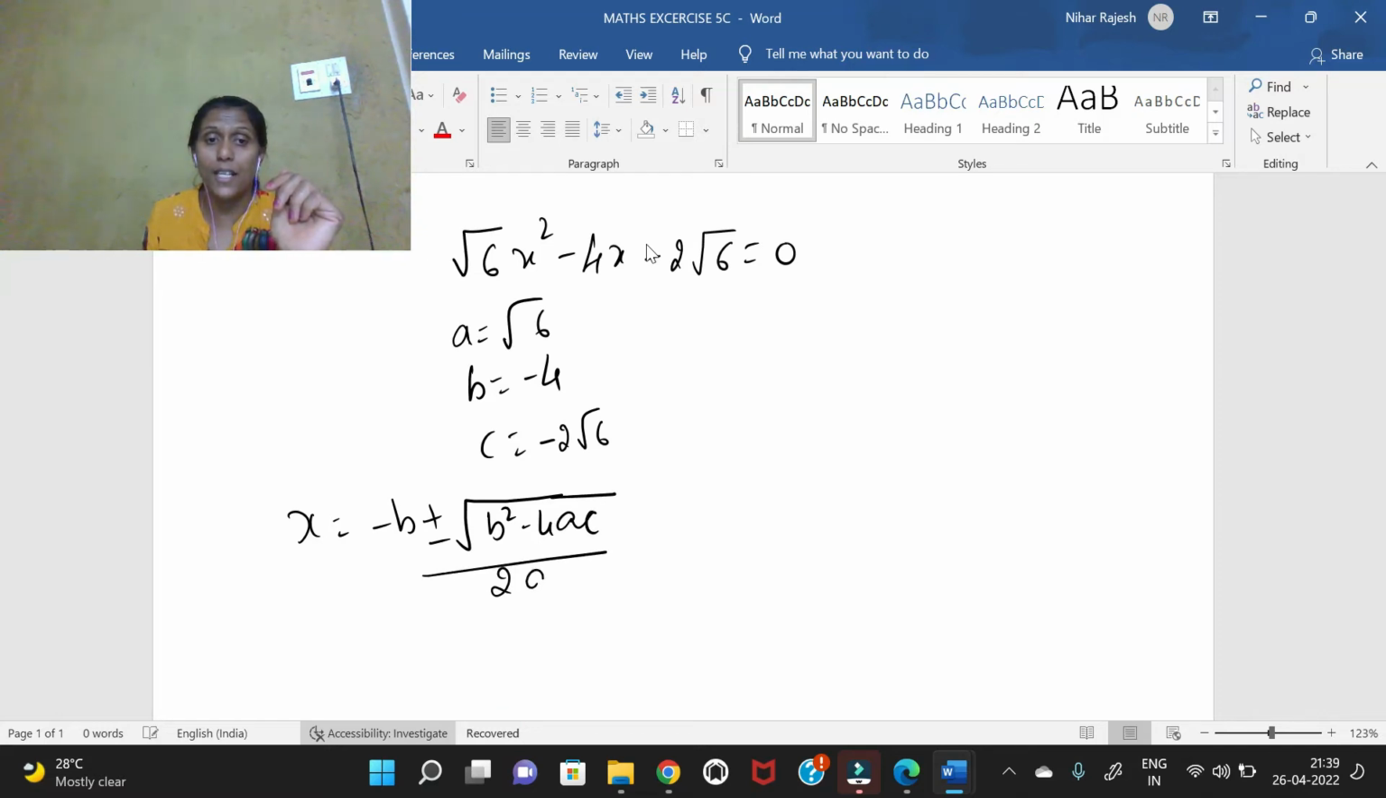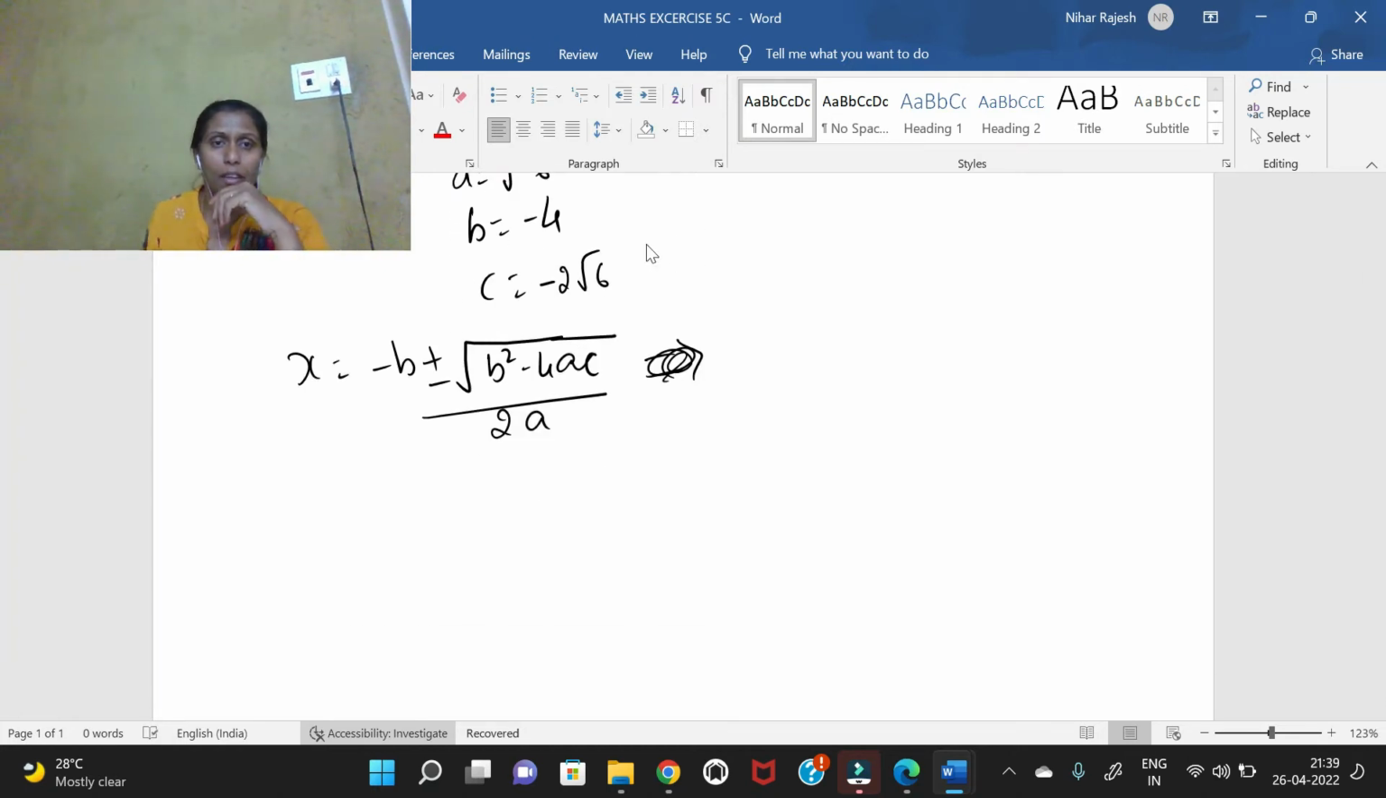Of course, in exams, writing the formula is very important. Next, let me go for b square minus 4ac here, which is b is minus 4 whole square minus 4 into a, which is root 6.